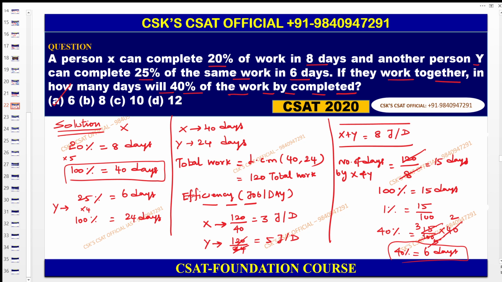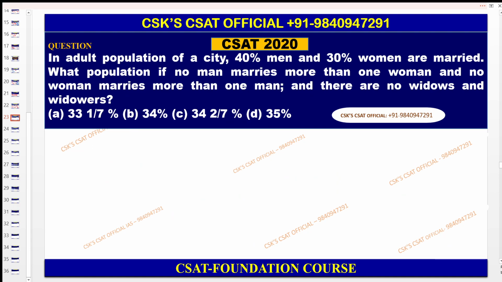Now let us move on to the next question here. This is a good question, but here you need to understand something. Read the question carefully. In the adult population of a city, 40% men and 30% women are married. If no man marries more than one woman, it means the number of married men is equal to the number of married women.